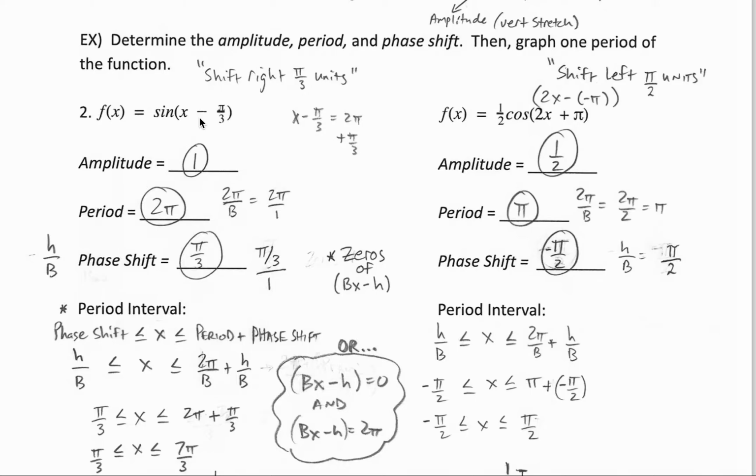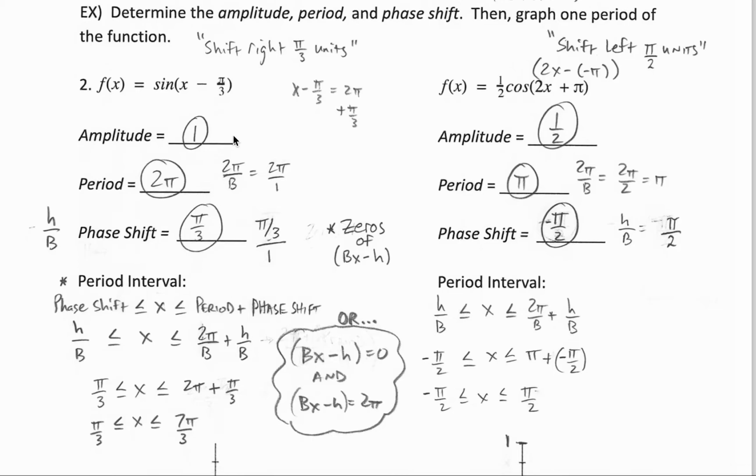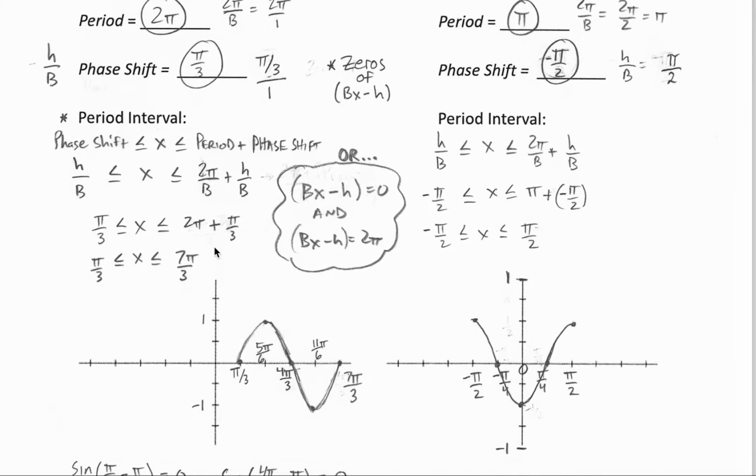So let's figure out how to do that. First of all, think inside your mind what direction we're shifting. So normal shifting directions for functions. The h value here is positive, even though it says minus that value. So we're shifting to the right pi over 3 units. So rather than starting at 0 here, this graph is going to start at pi over 3 on the x-axis.